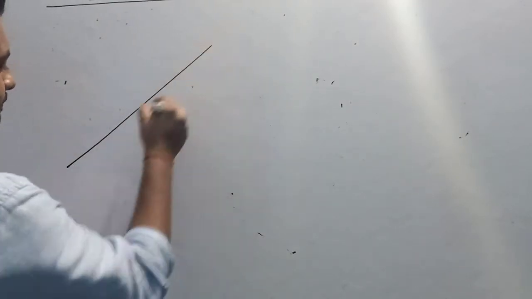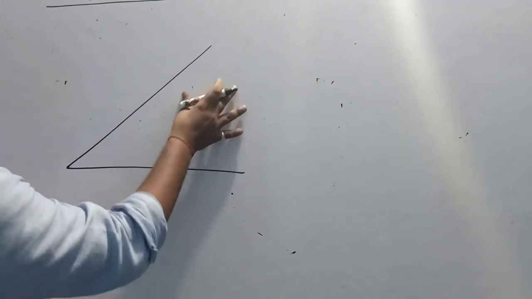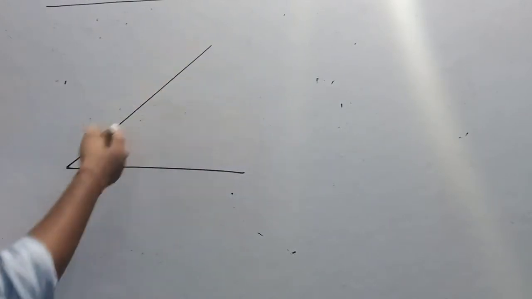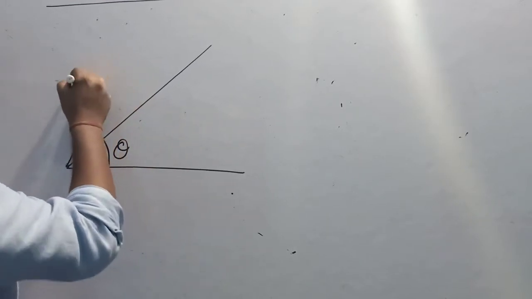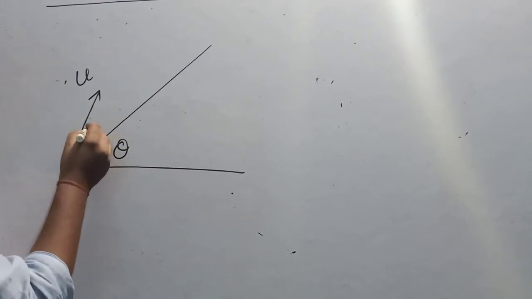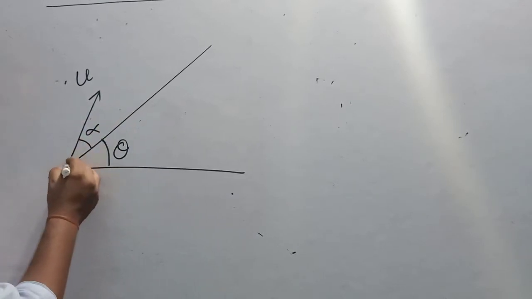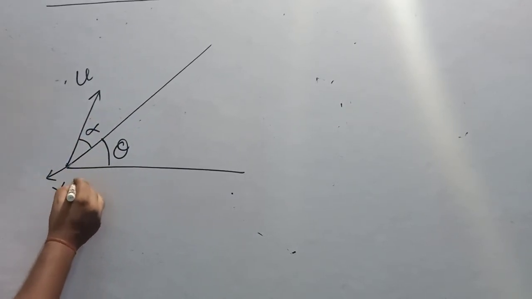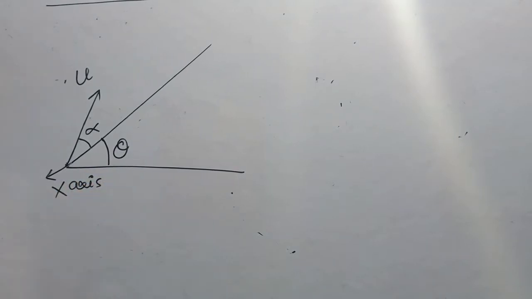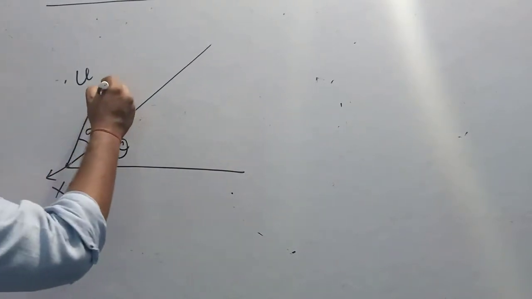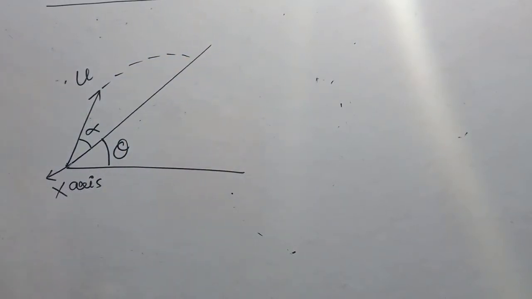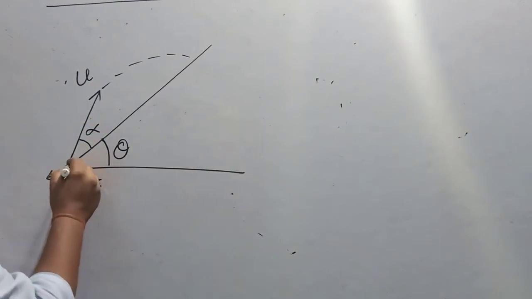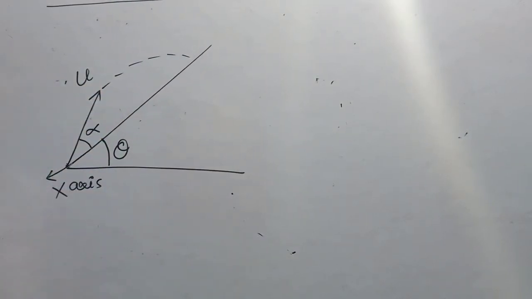Down to top projectile. Suppose this is an incline having angle theta. Any object is thrown with initial velocity u, making angle alpha with the x-axis or with the incline. Now this is taken as x-axis. Then what we observe? This projectile will make a curve, oblique path or parabolic path.